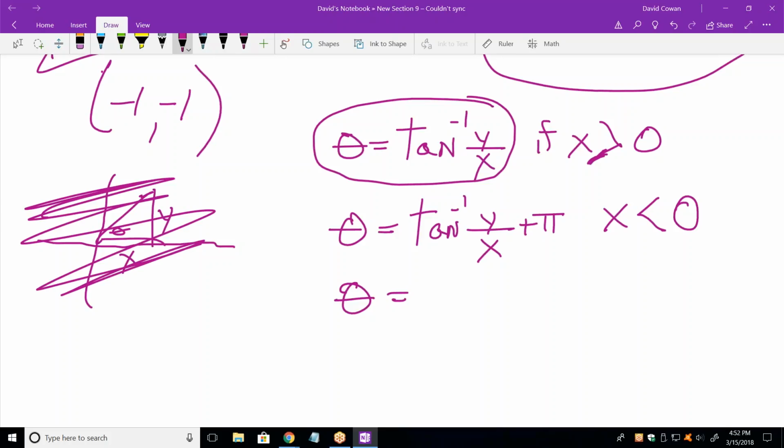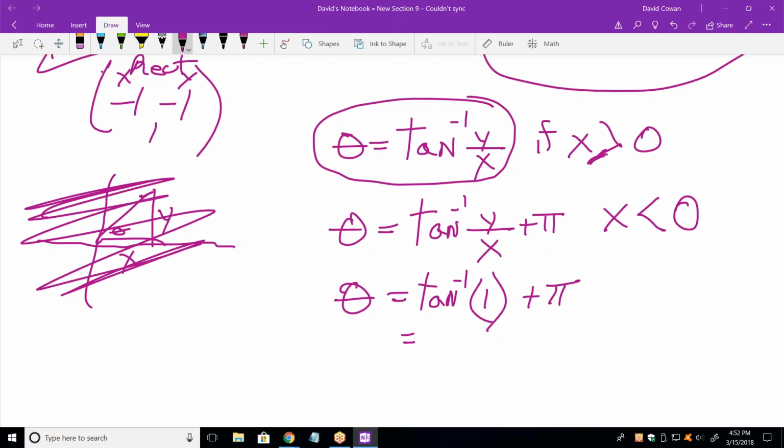Okay, so what's y and what's x? Here are our rectangular coordinates, x and y. It's going to be -1 and -1. So it's the inverse tangent of 1, correct? -1 over -1 is positive 1, plus pi, because x was negative. Well, what's the inverse tangent of 1?